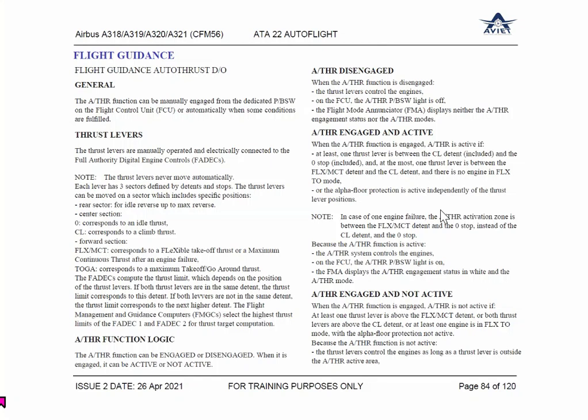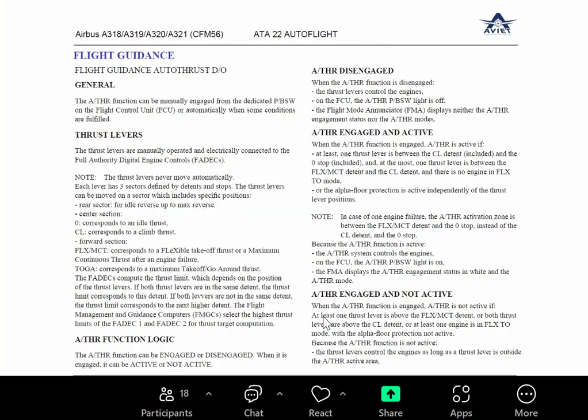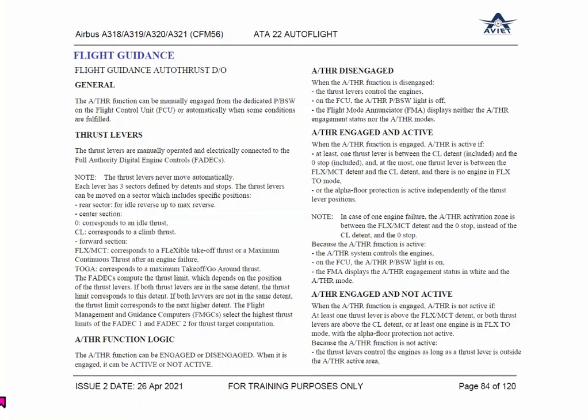I think engaged is when you've selected auto throttle on and it's following the commands fed from the FCU and FMGC. And when it's active, you've not selected it on, but it's there in case of the protections for the alpha floor.